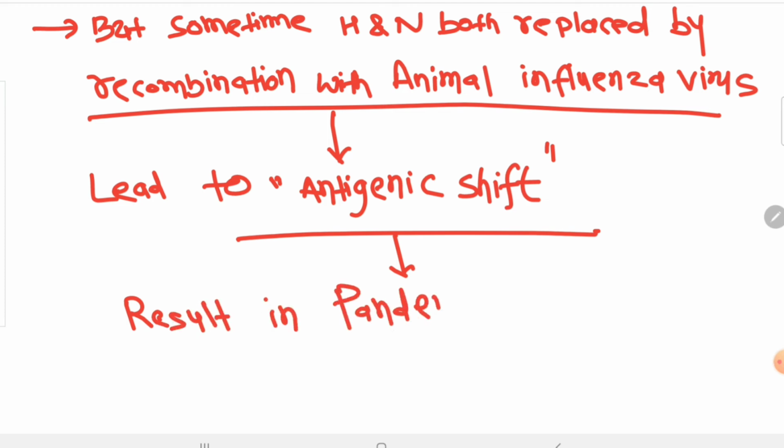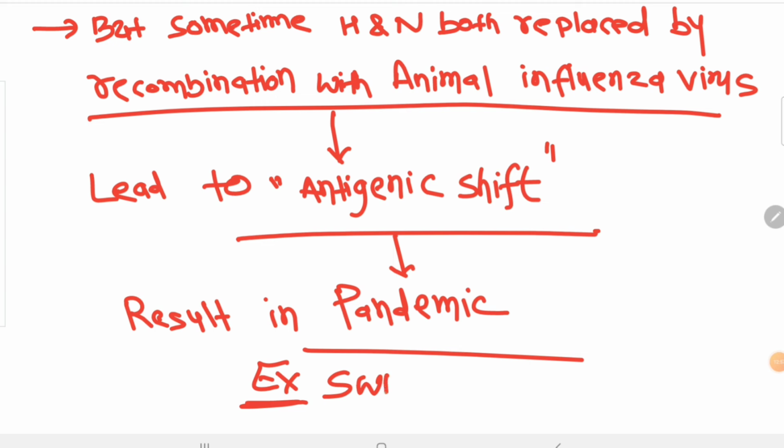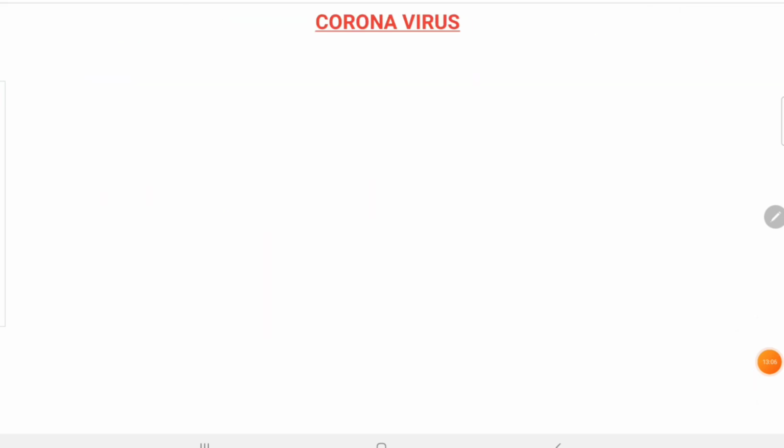You might have heard about the swine flu spread in the world in 2009. That is the example of antigenic shift. Right? So antigenic shift will lead to pandemic. It has a pandemic potential.